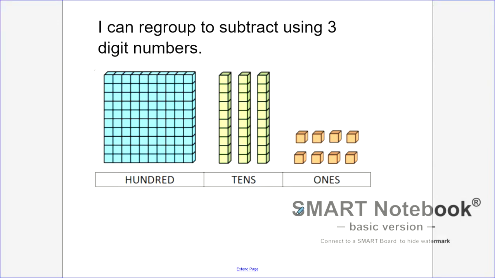Hello, second grade. Today we're going to talk about regrouping using three-digit numbers. Three-digit numbers are any numbers that have three digits in them. For instance, 354 or 273, 109. There'll be three places: the hundreds place, tens place, and ones place.